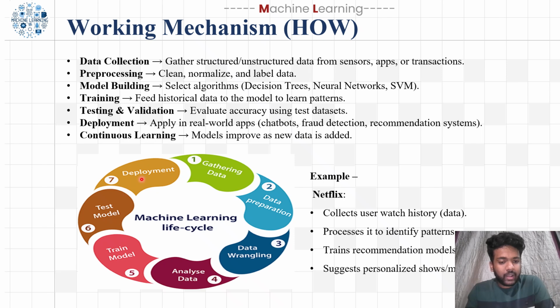The last and final step is deployment, to apply in real world apps like chatbots, fraud detection, and recommendation systems. We can also use a repeated process of continuous learning to improve model accuracy as new data is added. There are many examples, like Netflix. I have said that it collects the user's previous watch history, what movies have been watched by him, and processes it to identify patterns and train the model. The recommendation model should be trained so that the next time a movie is suggested it is improved, good for the user, and suggests a personalized show or movie.